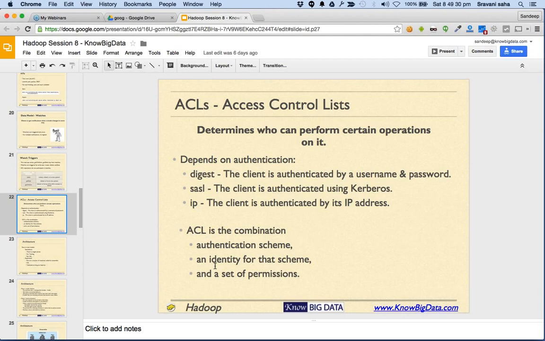Next is the access control list. Once a user is authenticated, we have made sure that this person is Anuj by various means. Now, what is Anuj allowed to do? That is authorization. So, the access control list has an authentication scheme, first making sure that Anuj is really Anuj. Second, what are the permissions allowed for that user? Is Anuj allowed to delete this node? Is Anuj allowed to update this node? And so on. That is part of the permissions.